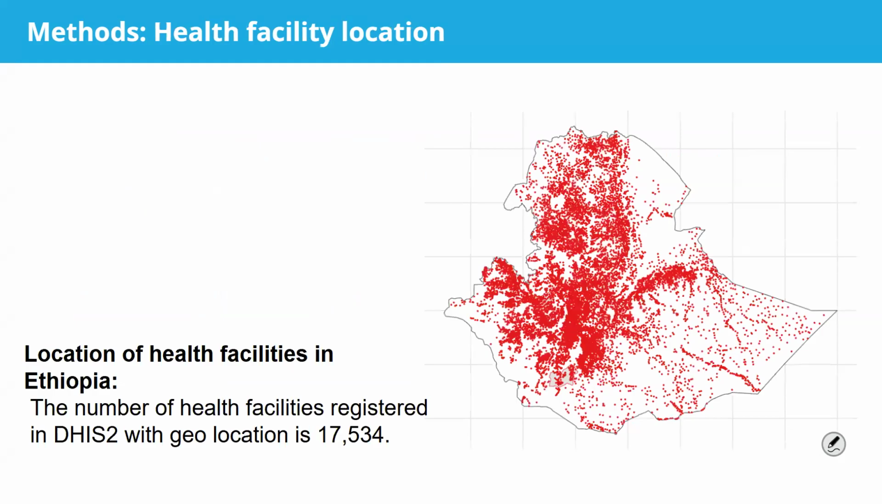So in Ethiopia, we have 70,534 health facilities registered their geolocations in DHIS2. So we're focusing on these health facilities. And around 3,000 to 4,000 health facilities have not submitted geolocations. So the majority of health facilities reported, but not all of them, particularly private health facilities.